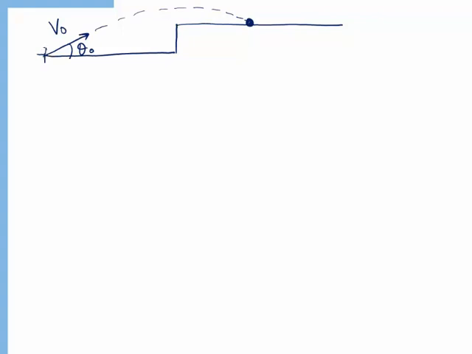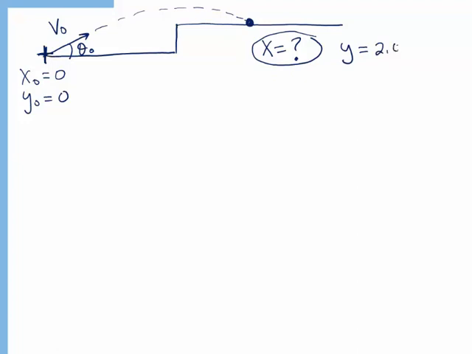Okay, so I'm putting my origin here. Therefore, x naught is 0. Y naught is also 0. Notice that I don't know how far it goes in the x direction. That's one of the things I'm trying to find. So I'll circle that because I know I want to find that. The final height in the y direction, I know. It lands on our hill that's 2 meters high. Notice I don't know how much time it takes to get there. That's another thing I'm trying to find.